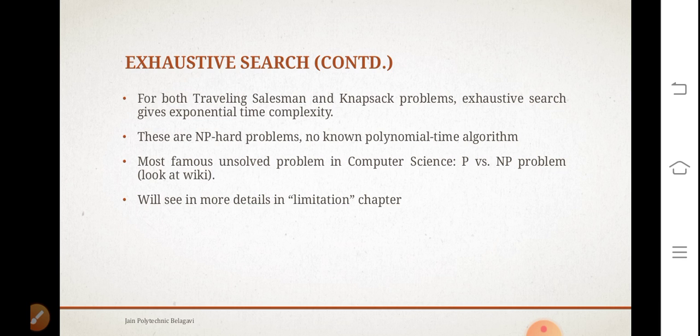These are NP hard problems, with no known polynomial time algorithm, and the most famous unsolved problem in computer science is the P versus NP problem. You can go through the Wikipedia page on what NP problem is and what P problem is. We will see this in more detail in the limitation chapter.